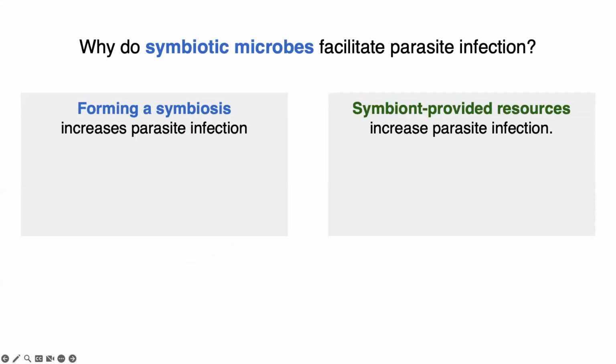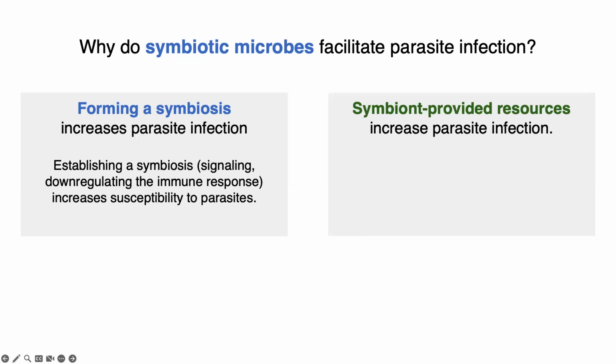So Nuri and I, when we were sitting down to tackle this question, formulated two potential hypotheses that could explain this pattern. One is that forming a symbiosis might increase parasite infection in and of itself. And this is related to what I told you about the role of signaling and establishment in symbioses. So establishing a symbiosis, for example, signaling to or attracting your symbiont might attract parasites. We also know that when hosts are establishing symbioses with microbes, they have to shut down local immune responses. So it's also possible that a cost of that is infection by a parasite or a pathogen.